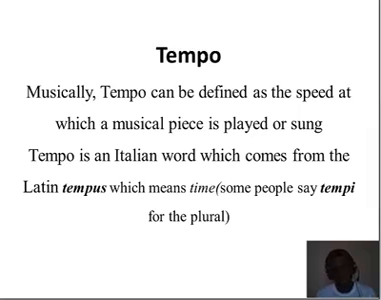Let's talk about tempos. Musically, tempo can be defined as the speed at which a musical piece is played or sung. For instrumentalists, we talk about playing a musical instrument. So the speed at which these musical pieces are played is called tempo. Tempo is an Italian word. It comes from the Latin word tempus, and it means time. Some people say tempi, which is the plural form of tempo.